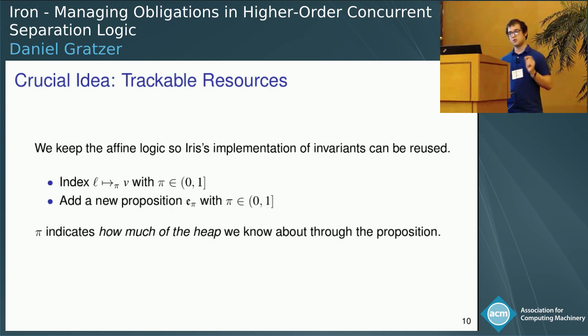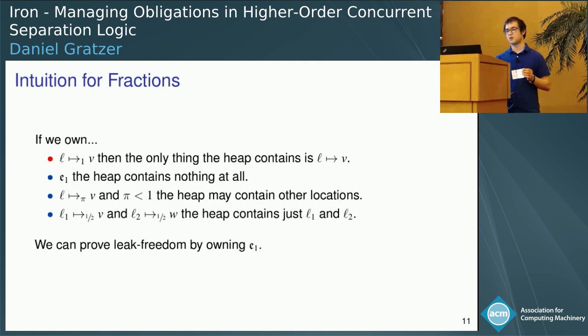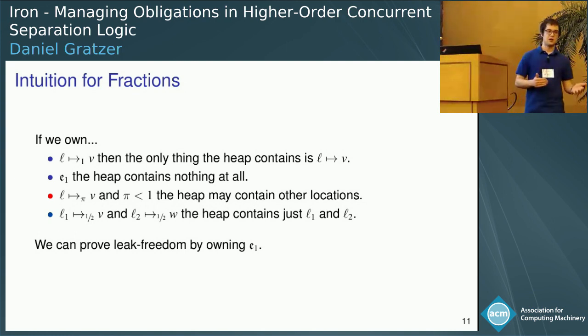And we also add a new proposition, emp at π. And this π indicates how much of the heap we get to know about by owning these propositions. Okay, so what does that mean? If we own L points-to V at 1, then I know that the only thing in the heap is this location. If I own emp at 1, then the heap is just empty. On the other hand, if I own L points-to V at some π that's less than 1, I basically don't know anything about the heap besides the fact that it at least contains this location.